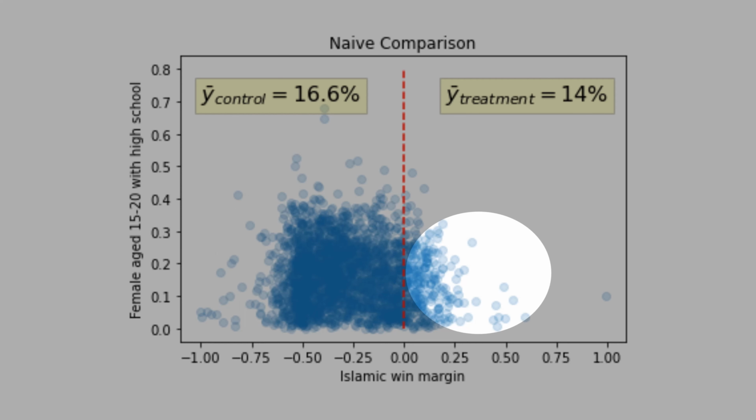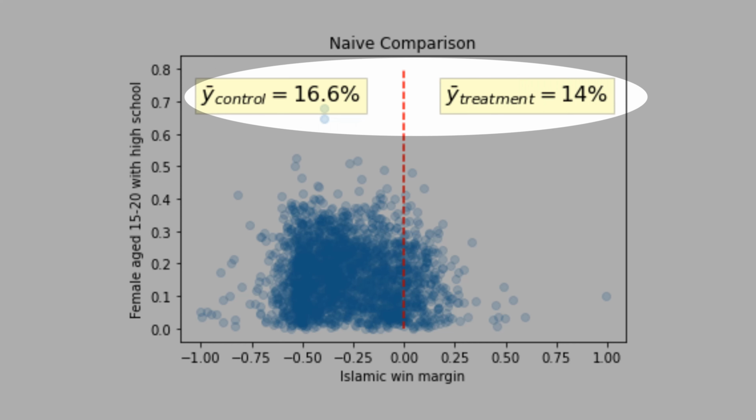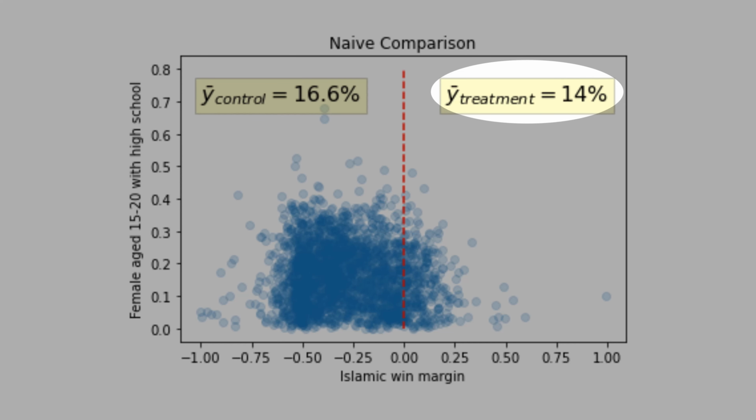If you take the mean of these blue balls, we get that Y-bar treatment is equal to 14%. That means 14% of females complete high school in Turkey. In the control group, the proportion is higher, 16.6%. Many people see these statistics and conclude that the Islamic religion is the cause of this poor outcome, that it limits the rights of females. This is what I call a naive comparison.